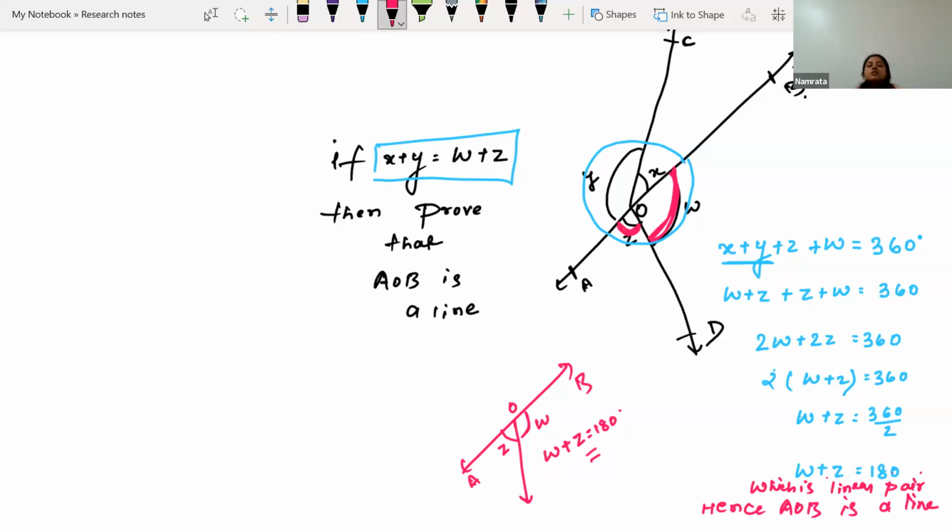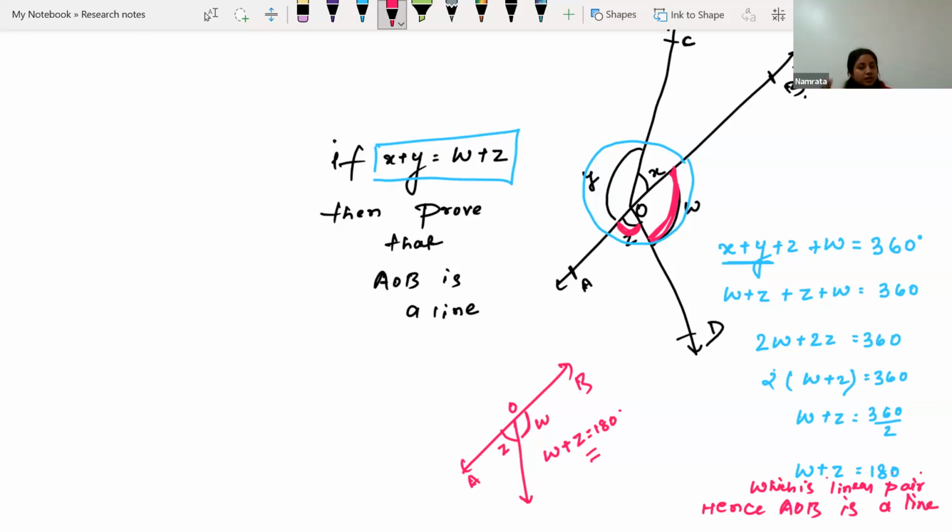So what we did, it was given over here as x plus y is equals to w plus z, and then prove that AOB is a straight line. So we know one complete revolution means 360 degrees. So x plus y plus w plus z is equals to 360. Now if you want, you can replace x plus y with w plus z, or you can replace w plus z with x plus y over here. You will end up getting the sum of 2 as a 180-degree.